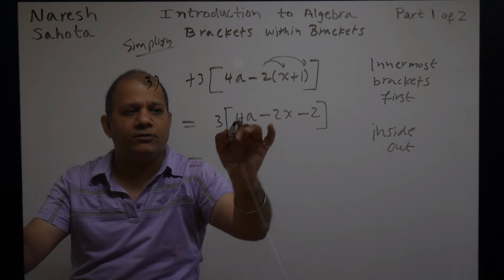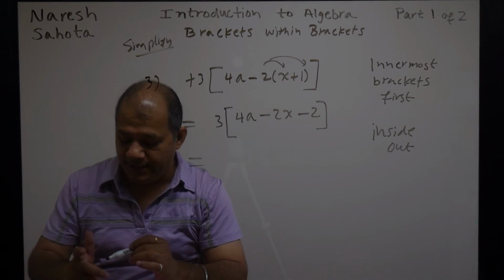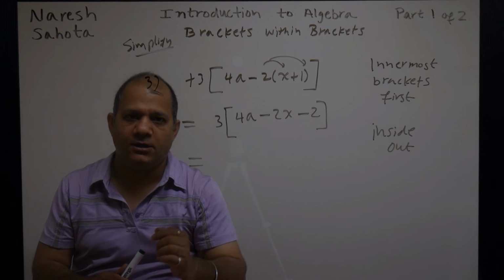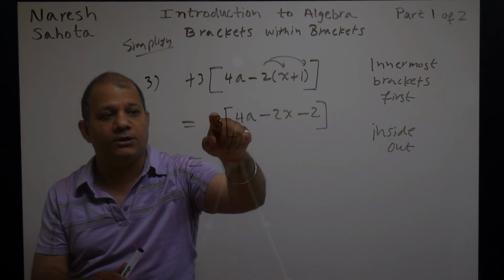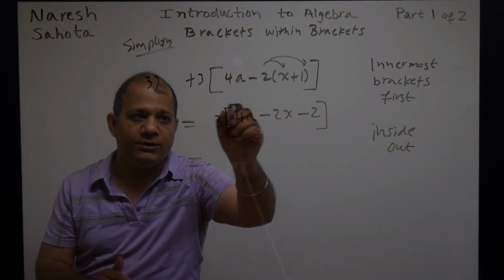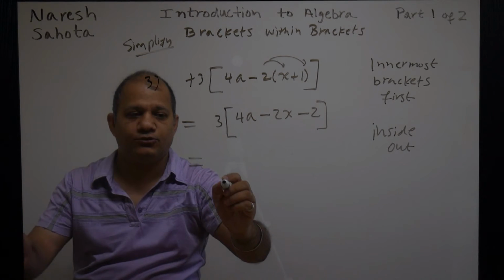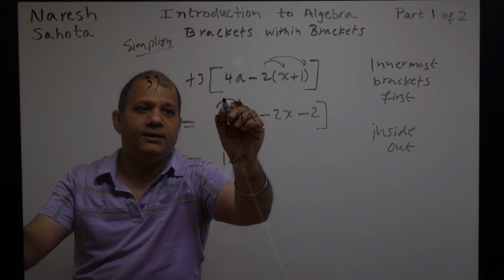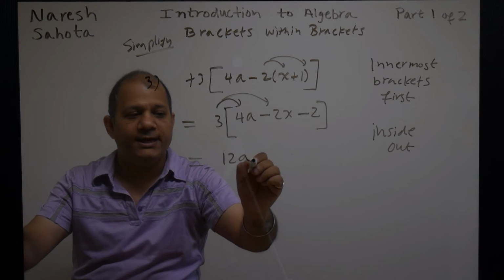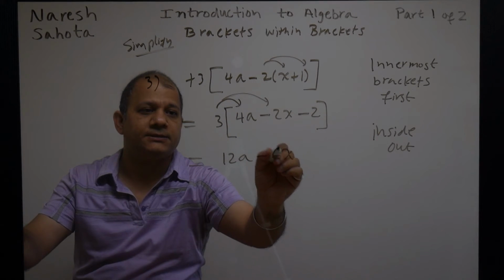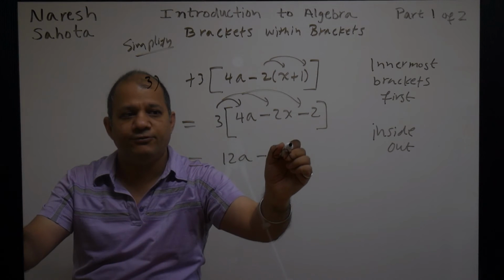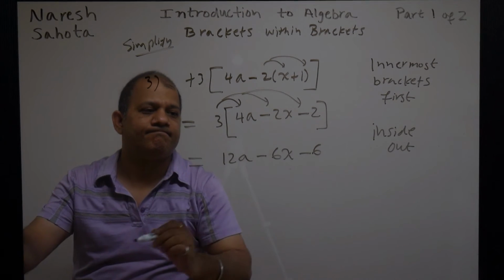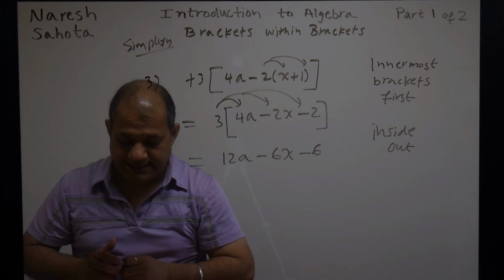Okay, so now collect like terms. There aren't any like terms because this is an a term, this is an x term, and this is a constant. So now we're ready to multiply the 3 with each and every term that's inside the square brackets. So 3 times 4a is 12a. 3 times negative 2x is negative 6x. 3 times negative 2 is negative 6. So that's the answer there.